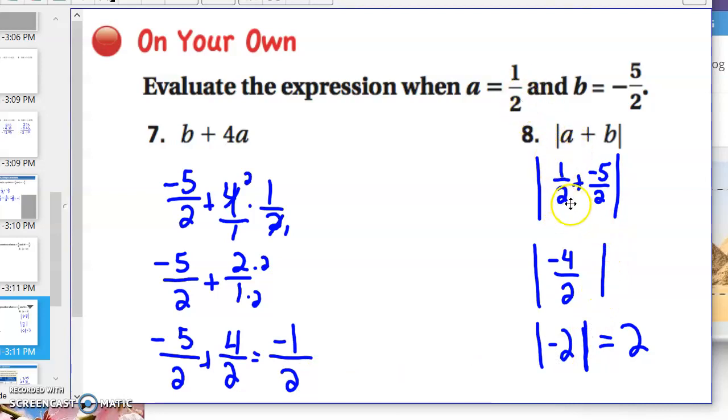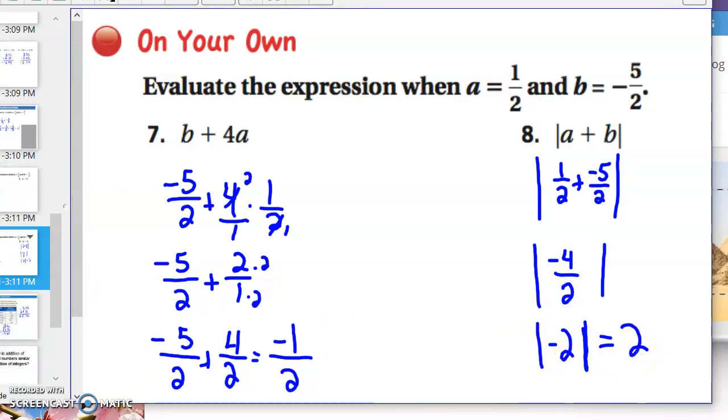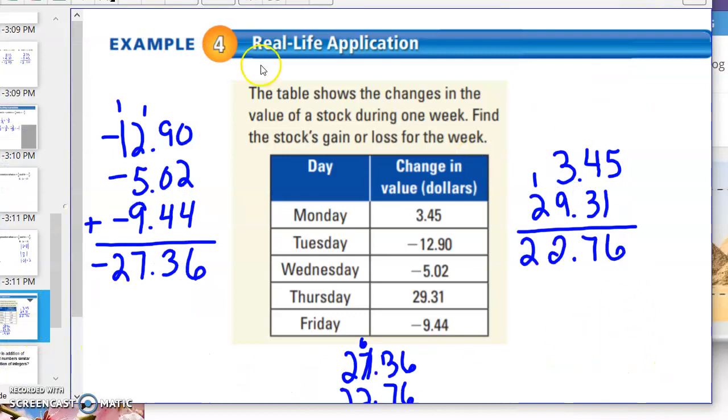This one's a little bit easier. I substitute a half for A and negative 5 over 2 for B. These have different signs, so I'm going to subtract. 5 minus 1 is 4, and I use the sign of the bigger number, so negative 4 over 2, which simplifies to just be negative 2, but then the absolute value of negative 2 would give me my final answer of 2.